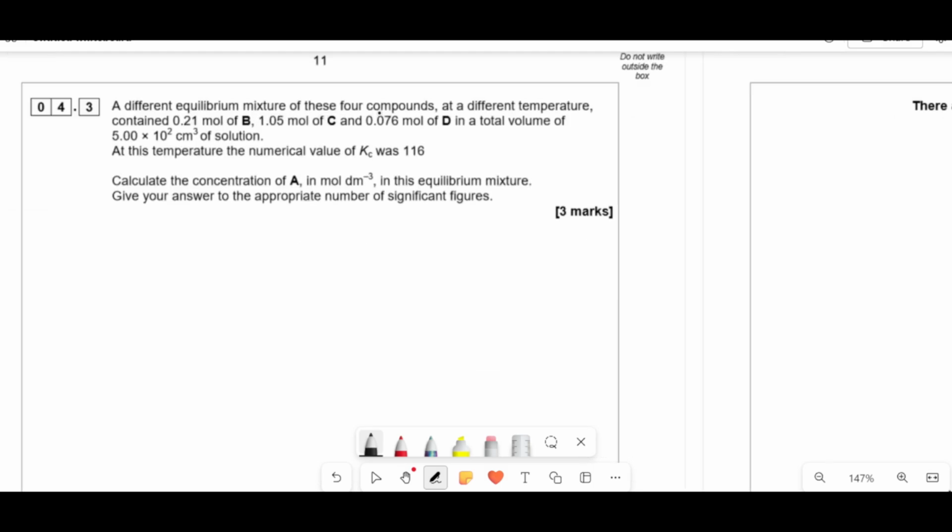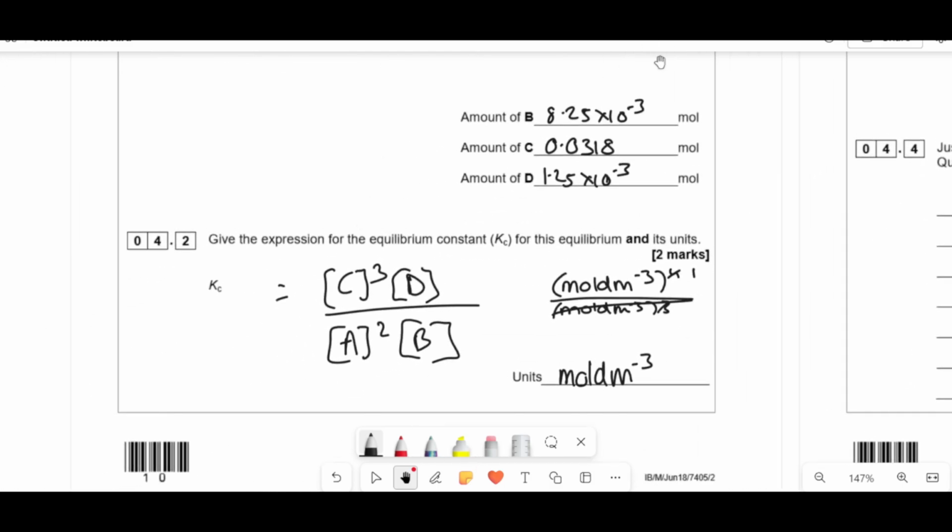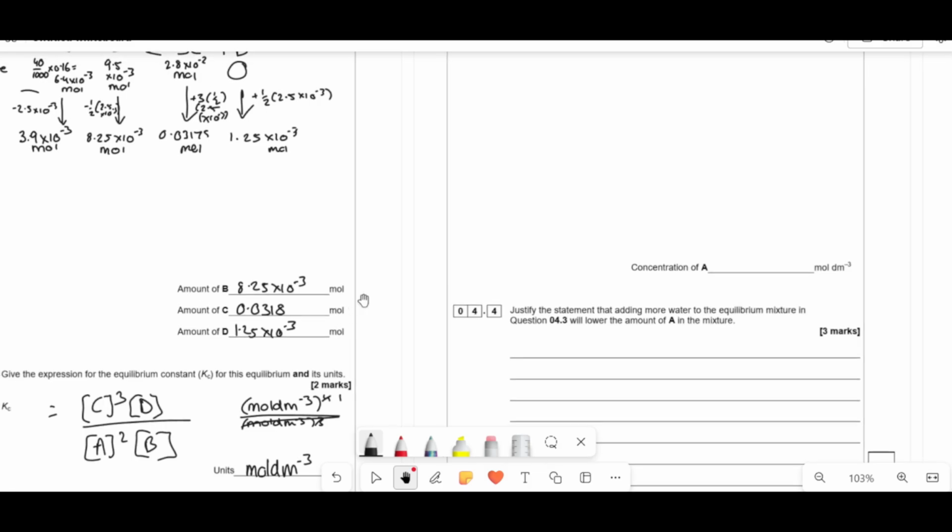So a different equilibrium mixture of these four compounds at a different temperature had this much of the B, this much of C, and this much of D in a total volume of this solution. At this temperature, the numerical value of Kc was that. Calculate the concentration of A in this equilibrium mixture and give your answer to an appropriate number of significant figures. So the question is saying that it's still running this same sort of equilibrium reaction, it's just we've put different things in it at different temperatures.